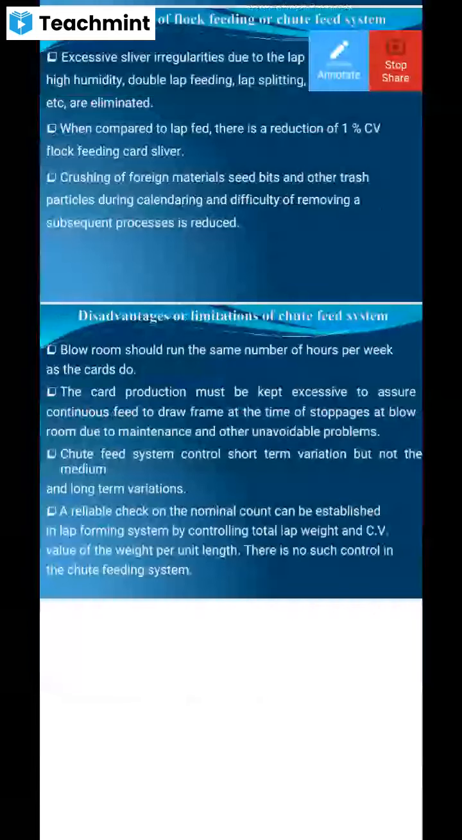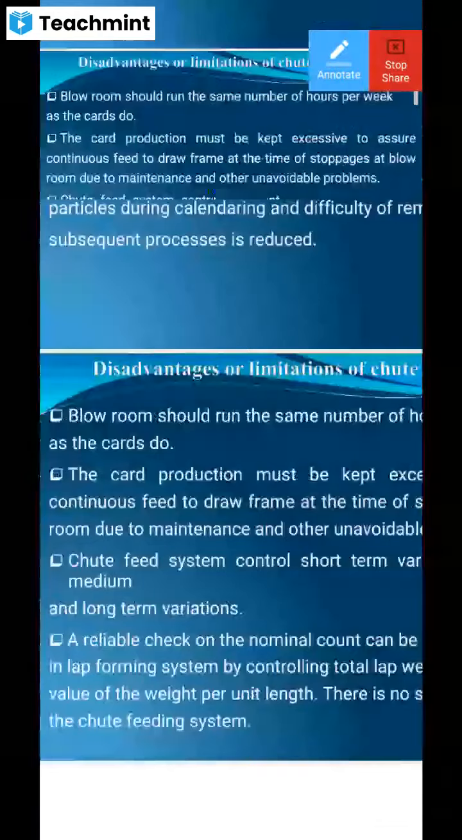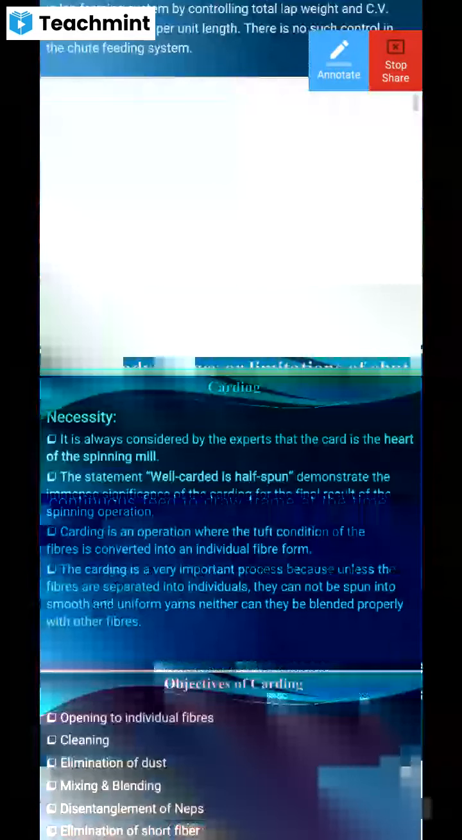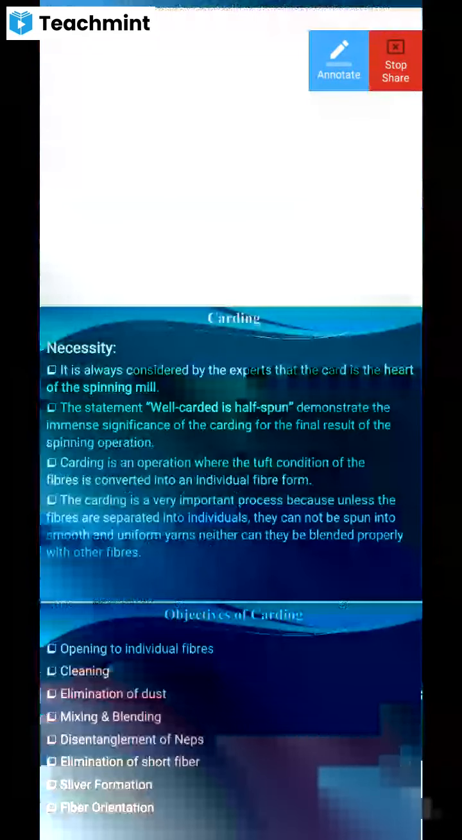But in the case of chute feeding, there is no control point. We deployed an auto leveler in the carding machine that controls feed and delivery, but that is a different issue. If you directly feed the chute feeding system, the weight per unit length may vary, and we are not able to control that particular point. Now, the necessity of carding. Please wait a few minutes.